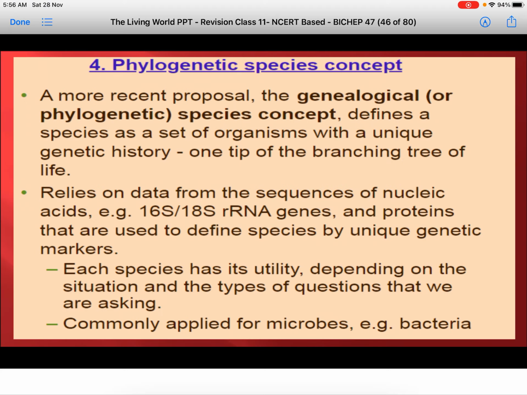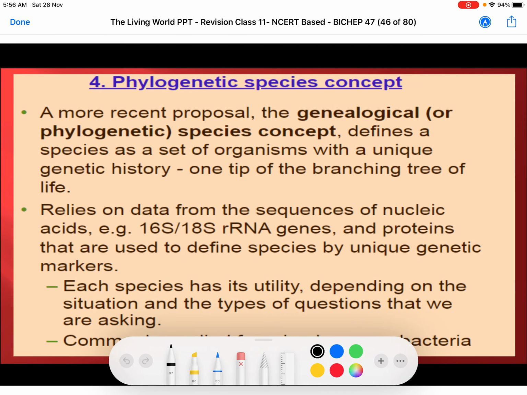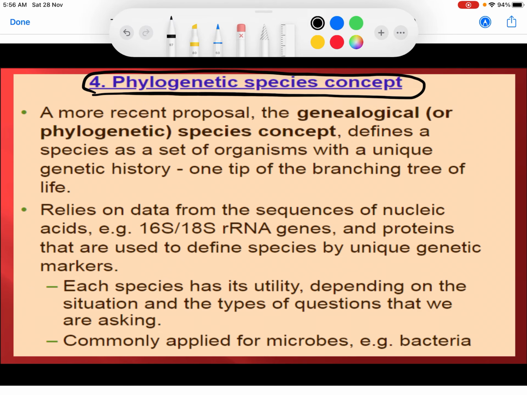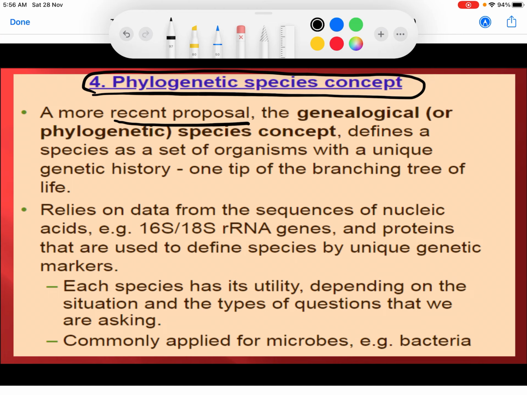And the last one is the phylogenetic species concept, which is the most advanced. It is a recent proposal which is based on genealogy, that is, based on genes, that is why it is the phylogenetic species concept. Now, if I want to define it, it defines a species as a set of organisms with a unique genetic history on one tip of the branching tree of life.